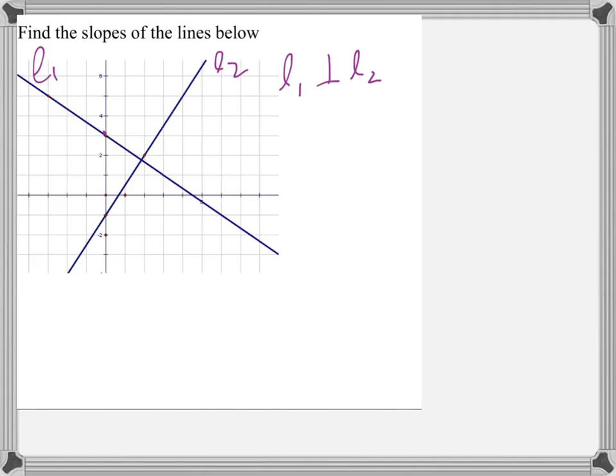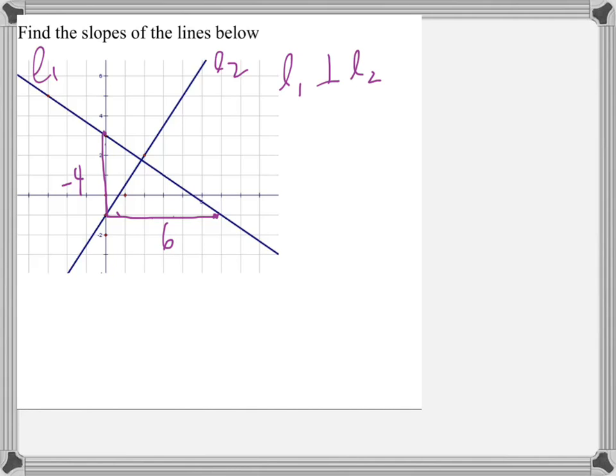So the slope of one line, let's look at the slope here. Now L1 is decreasing because it's going downhill. As the x coordinates increase, the y coordinates decrease, so it drops. So this line goes down 1, 2, 3, 4, negative 4, and right 1, 2, 3, 4, 5, 6.